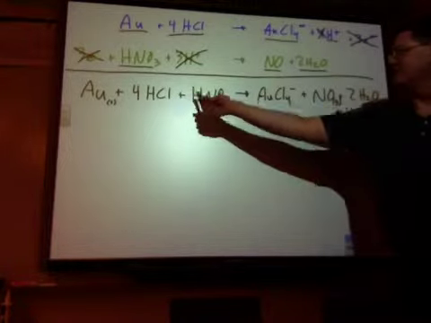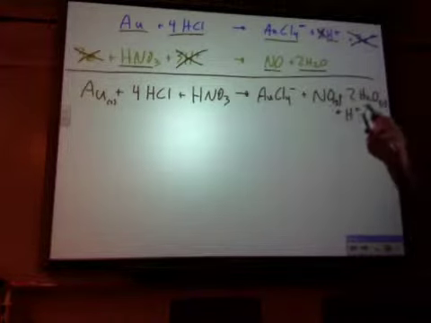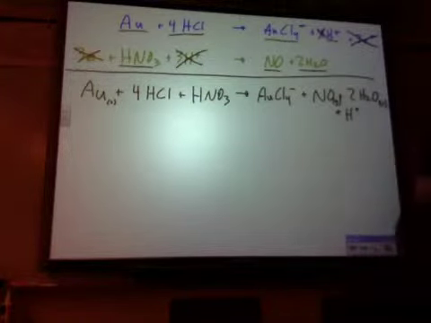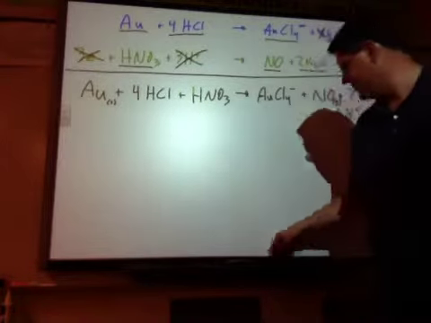Total charge on the left is 0 because there are no ions. Total charge on the right, we have a -1 and a +1. They balance out for 0. Good sign. Let's check atoms.